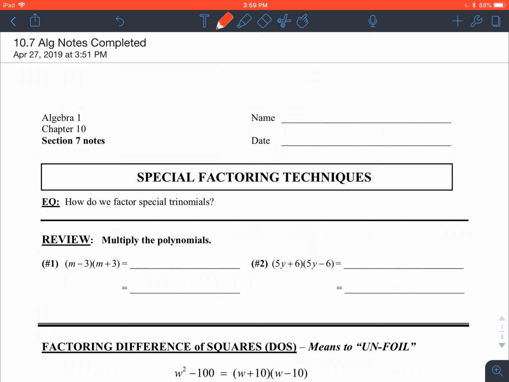Our test is going to be this Friday, which is what date? The 3rd. So tomorrow's STAR test, we'll review on the EL day, and then we will test on Friday.